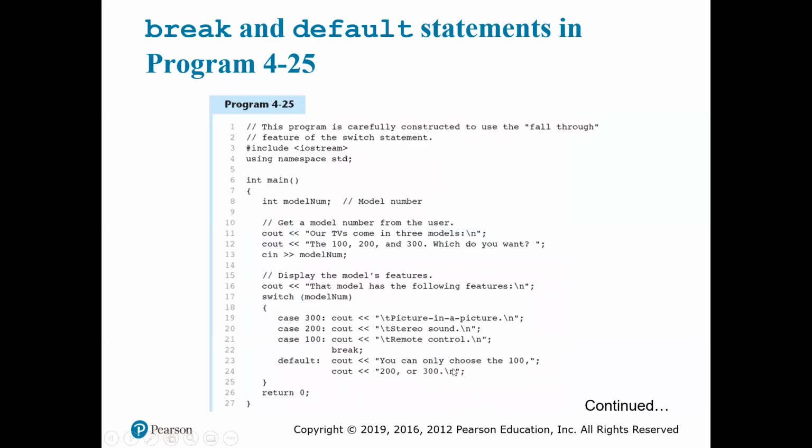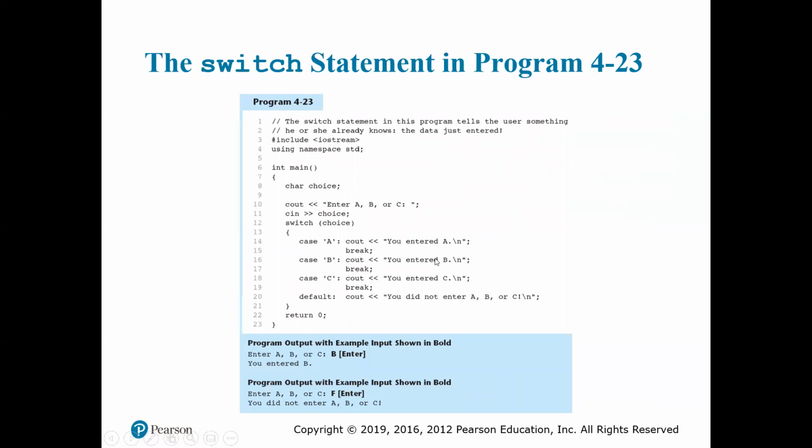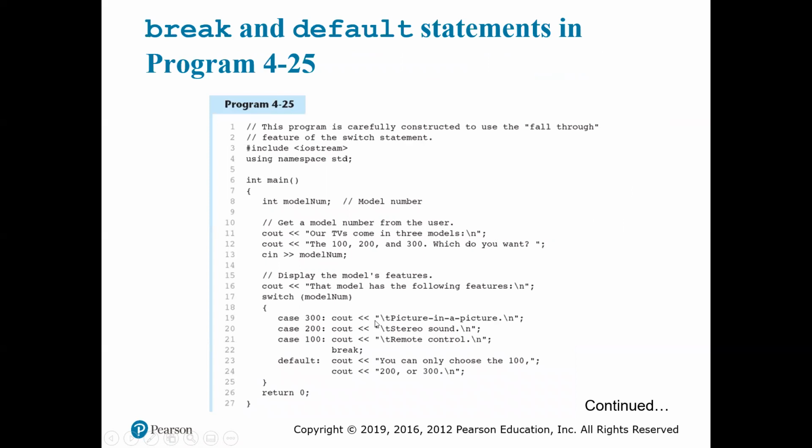It'll say this, you can choose the 100, 200, or 300. Okay. So in this particular example, it actually makes sense to not have the break on the 300 and 200. But in the other example, you wouldn't want it to say that you entered other letters you didn't enter. So if you didn't have the break here and you entered an A, it would say you entered an A, B, C, and you did not enter A, B, C, if you took out the breaks. So that one wouldn't work the way you want it to work. So you do need to make sure there's breaks in there. But for this one, it makes sense to not have the breaks. And so you need to decide if you want it to fall through to the other cases or not. You put the breaks if you don't, and you take the break out if you do. Okay.